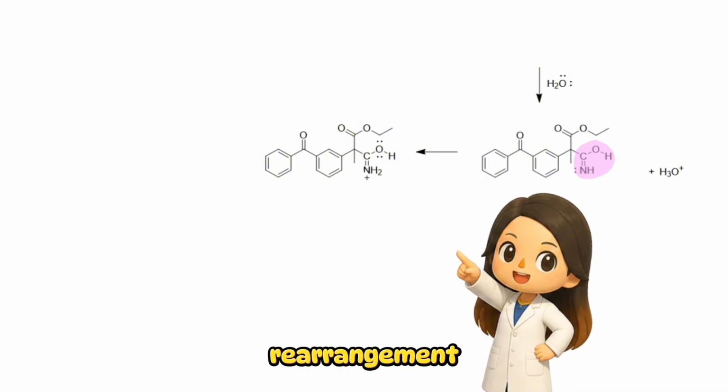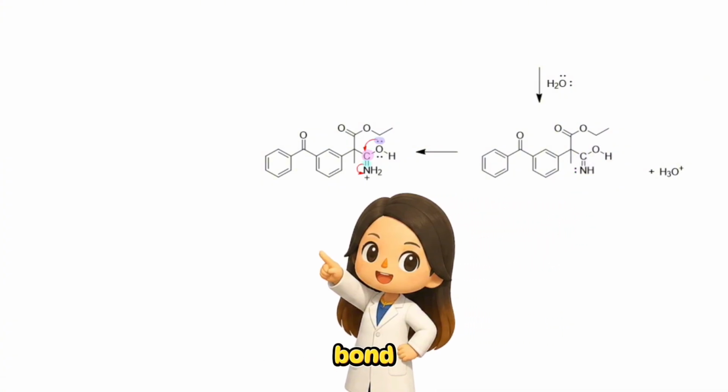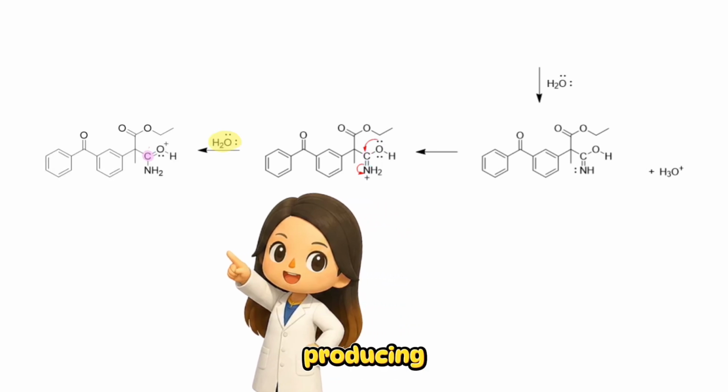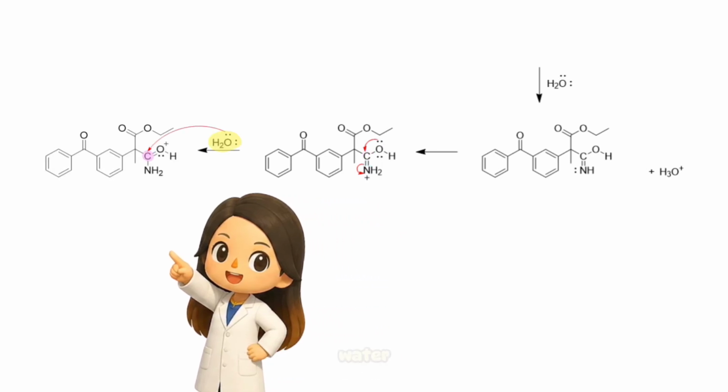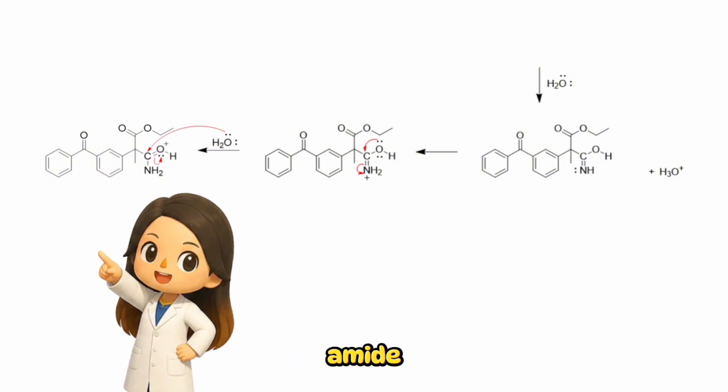An electronic rearrangement occurs in which the oxygen forms a double bond with the carbon and the carbon-nitrogen double bond breaks, producing a protonated amide. A water molecule removes a proton and the neutral amide is obtained.